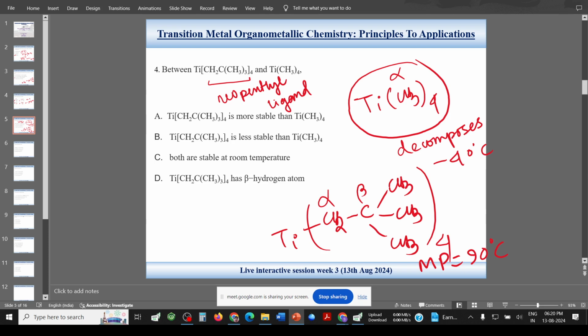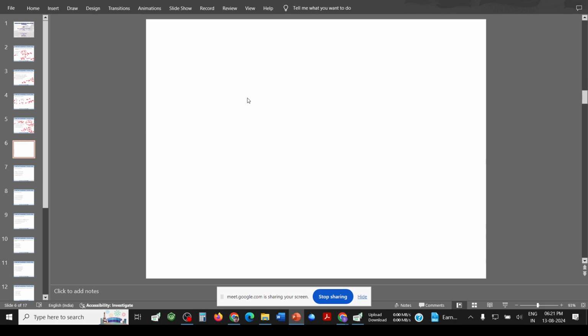So here the correct answer will be that titanium with the neopentyl ligand is more stable than the titanium tetramethyl complex. So here option A will be the correct answer. Then we can see how the titanium tetramethyl complexes decompose at normal temperature.